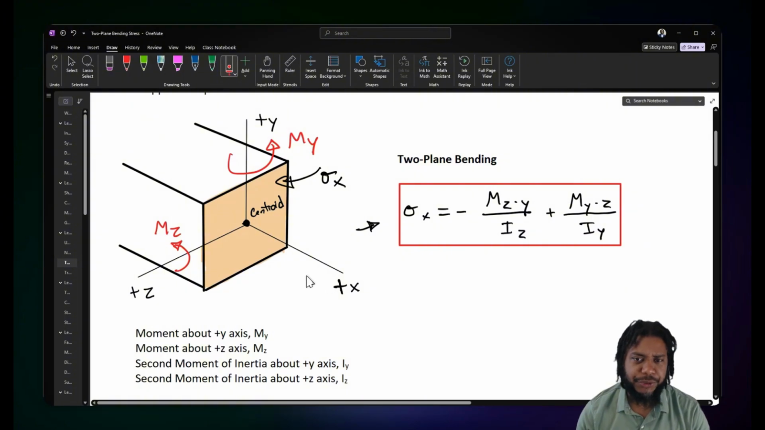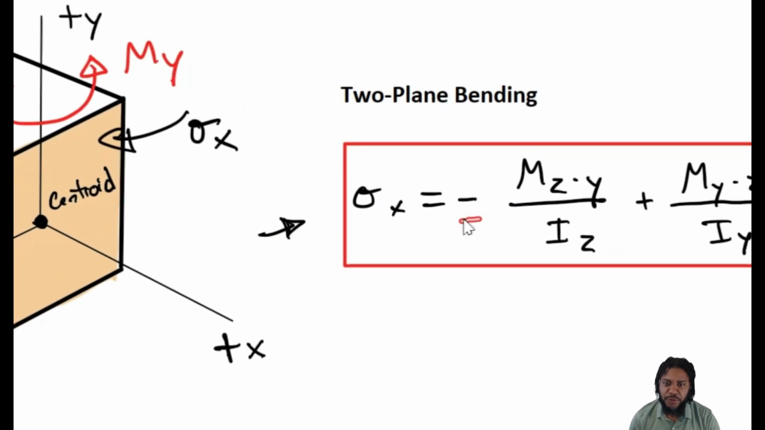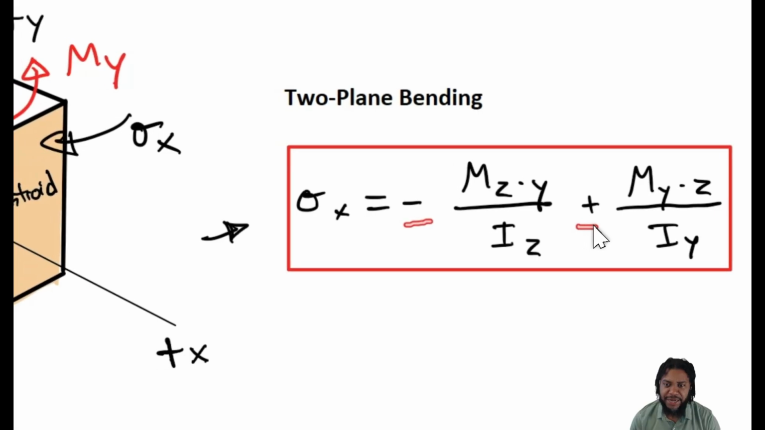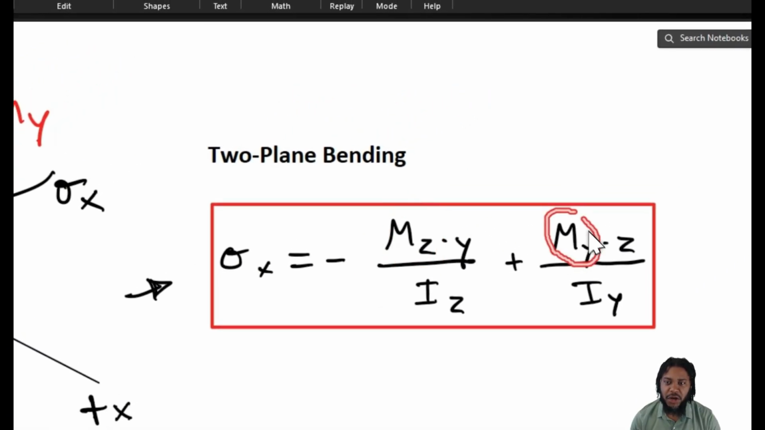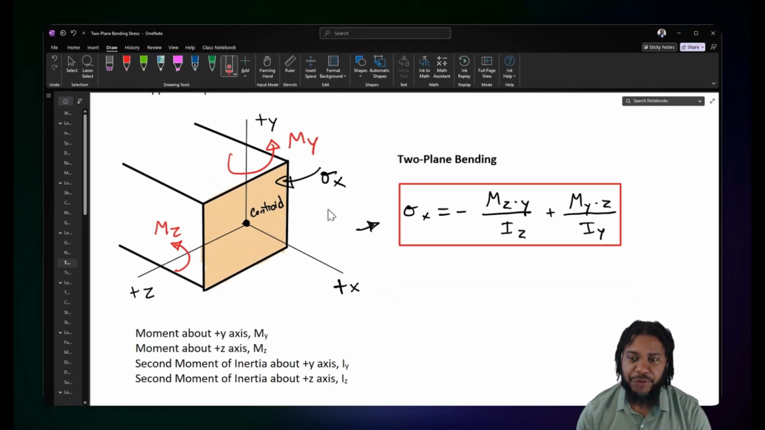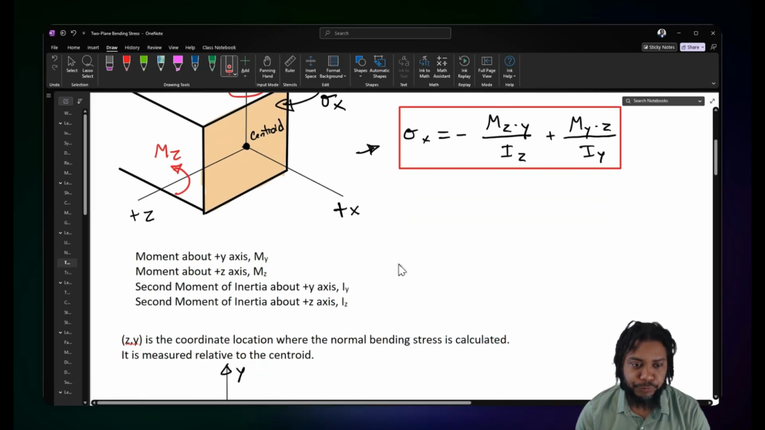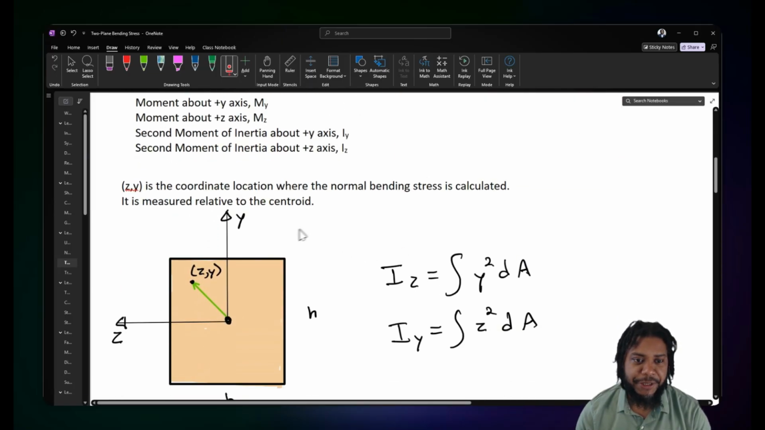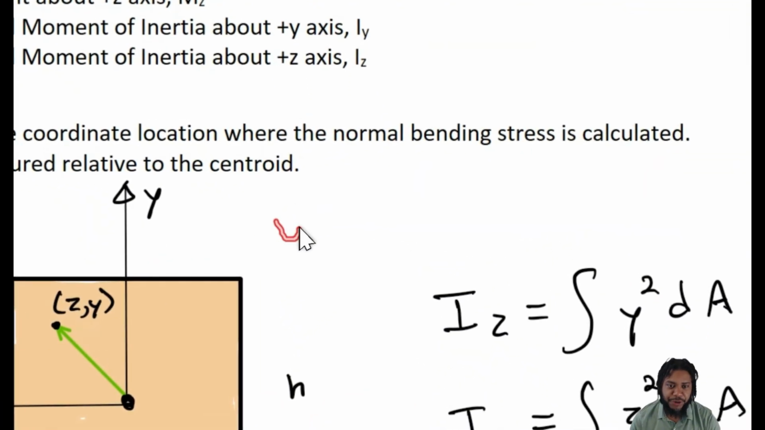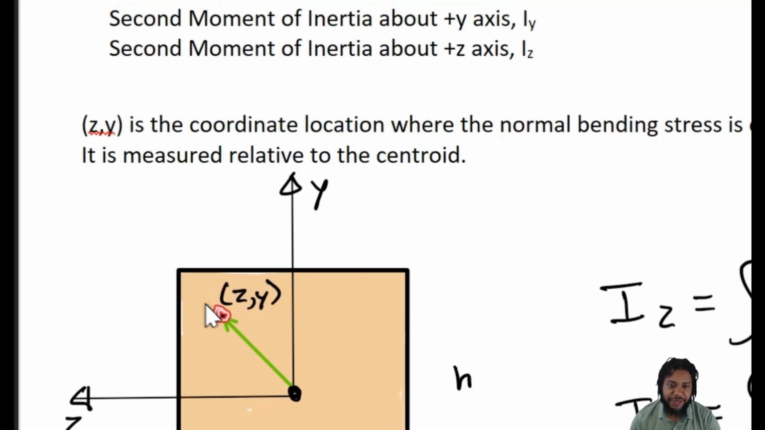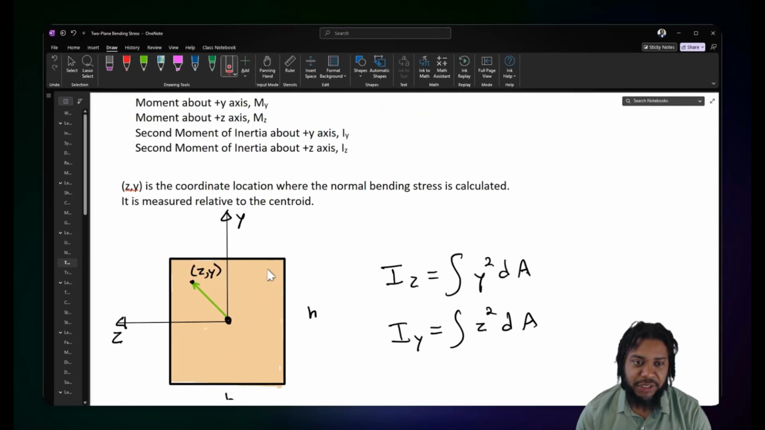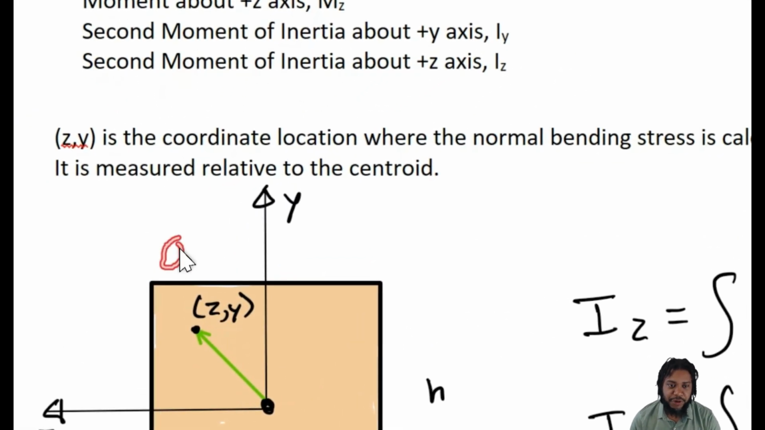So fairly straightforward. Let's also note that in the form of this equation, we have a negative and a positive. This is assuming that the moments we are applying are positive moments, meaning we are applying counterclockwise moments to our geometry. So again, if we know our y and z coordinates, then we can calculate at any position on the cross-section what the value of that normal stress is.